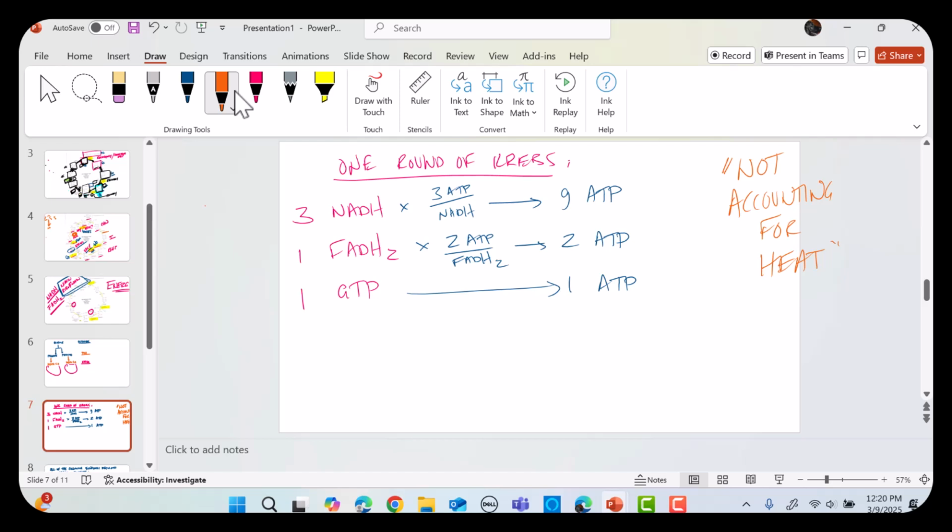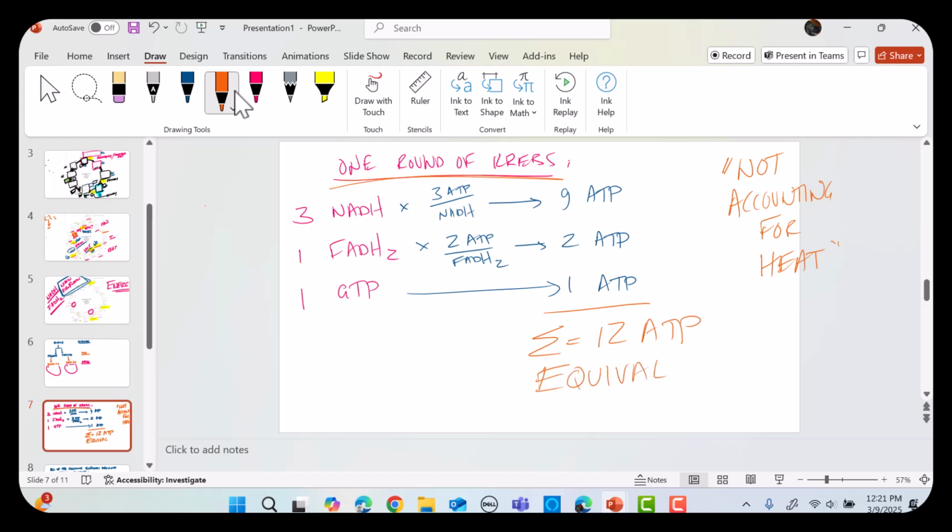So my 3 NADHs are going to give me 3 ATP each. My FADH2 is going to give me 2, not accounting for heat. My GTP gives me 1, for a total of 12 ATP for one round of the Krebs cycle. But I'm actually getting from the Krebs cycle the equivalent of 12 ATP.